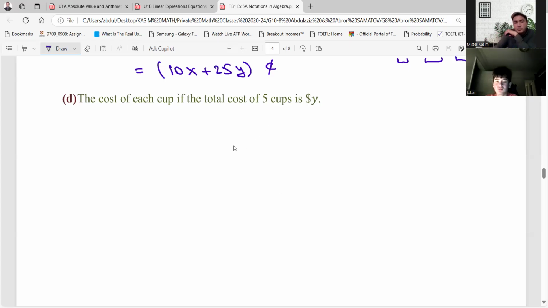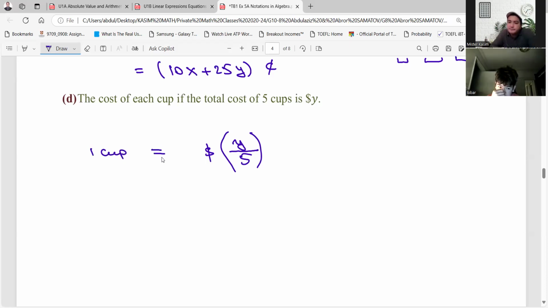Total cost is Y, right? And divided by 5, right? So that's it. So unit price will be this much, right? One cup will be equal to this because you're dividing. If you buy 5 cups, you pay $10. What is the price of 1 cup? 10 divided by 5, it is 2.